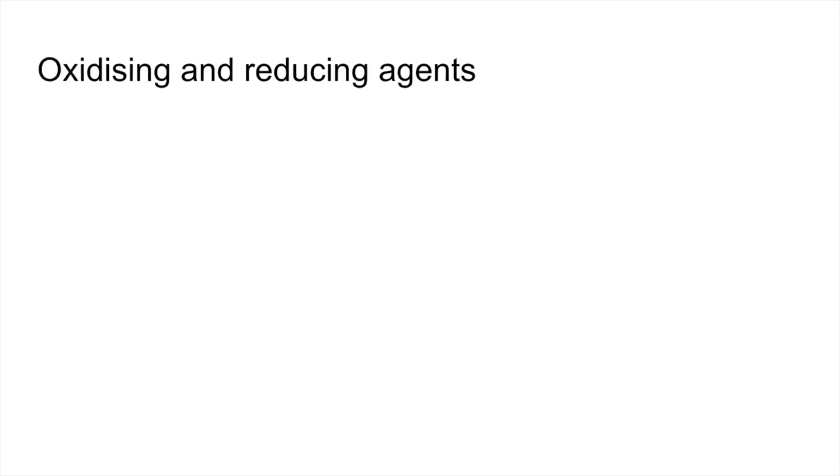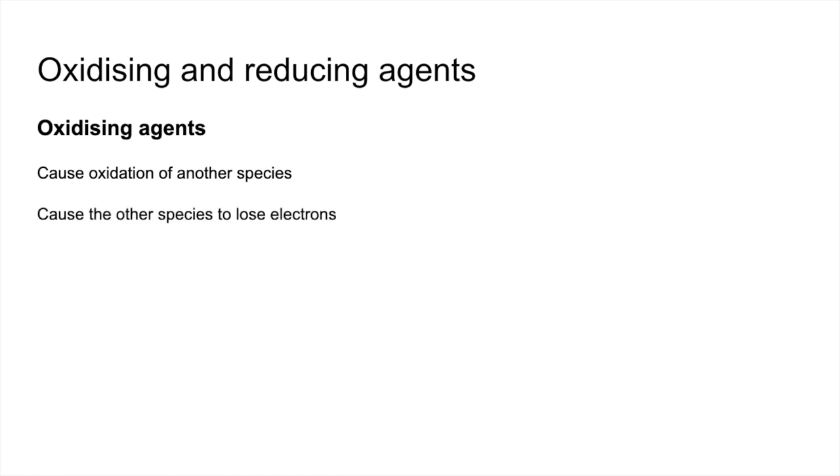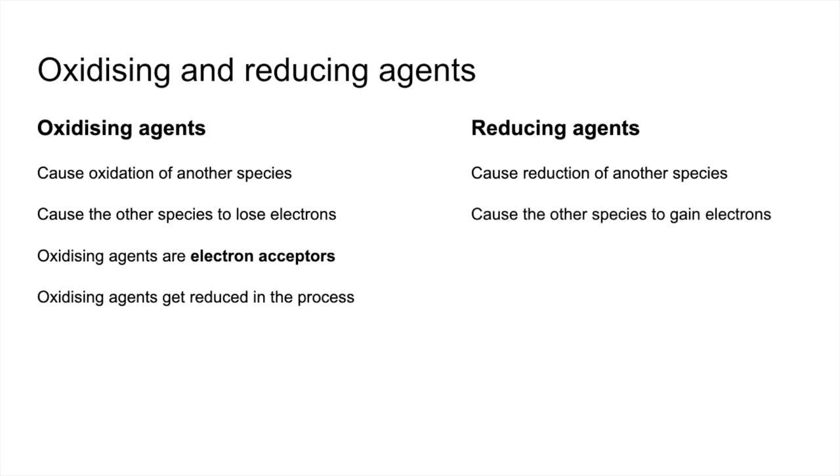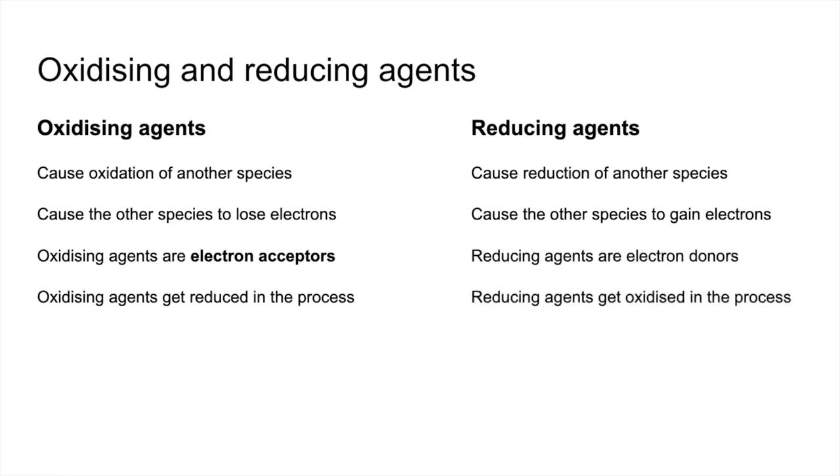So we'll finish with oxidizing and reducing agents. Starting with oxidizing agents, they cause the oxidation of another species. In other words, they'll cause the other species to lose electrons. So they themselves will accept electrons and be reduced in the process. Reducing agents cause the reduction of another species. So they cause the other species to gain electrons. So the reducing agent must provide the electrons. So these are electron donors. And therefore reducing agents get oxidized in the process, because they're giving away electrons, they are therefore losing them.